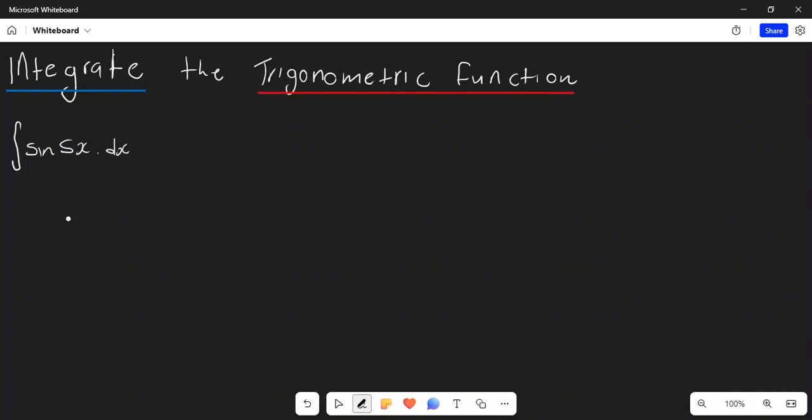Today on this video I would like to do this problem with you guys, finding the integral of the sine 5x function here. But before we start, you can pause this video and try to do this problem here, and let's see if you're going to get the very same answer as the one that I'm going to get at the end of this video.